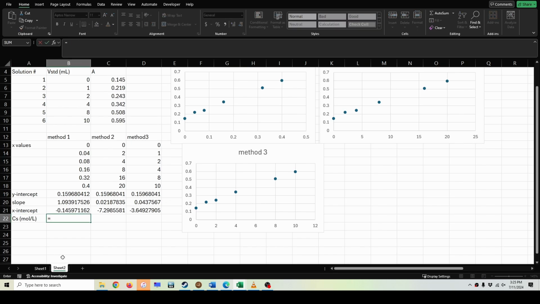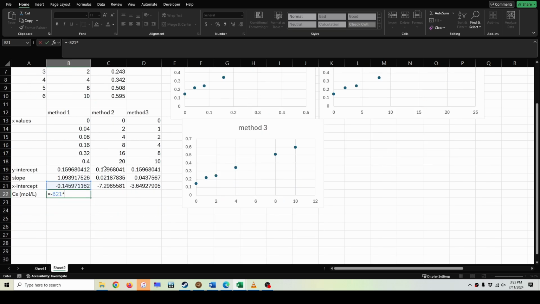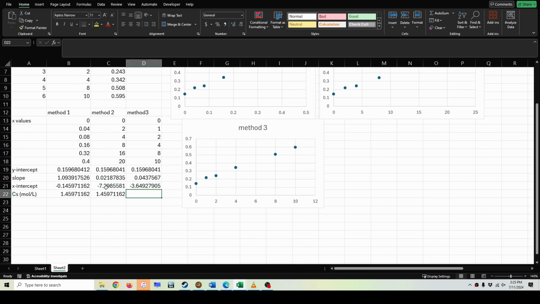For method 1, we're going to have minus x-intercept times total volume, which I had up here, that was 50. So we'll just type in 50, and divided by the volume of the sample solution, 5. Method 2 was negative x-intercept, this guy, divided by volume of the sample solution, which was 5. Oh, same number. How about that?